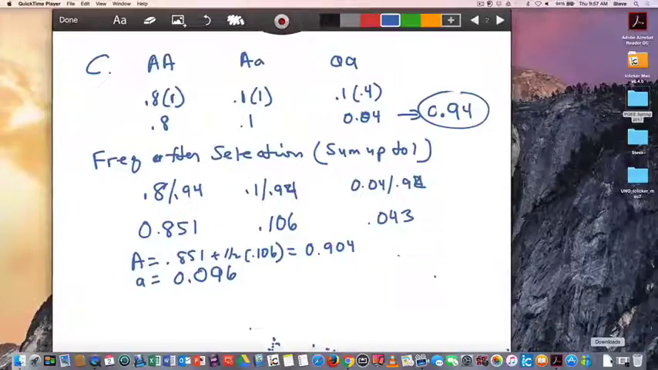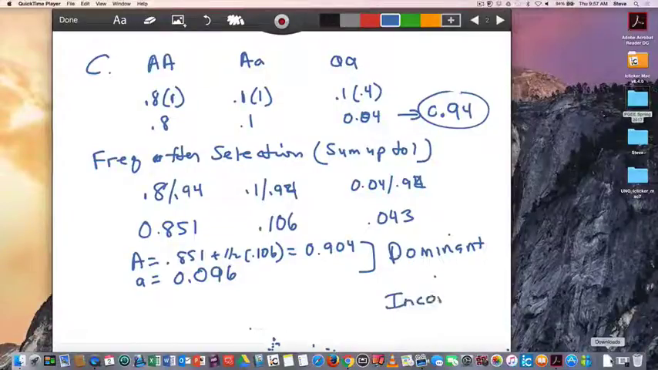So this is dominant. This is incomplete. What are the values under those two, under that model that you got from the video tutorial or on the handout? Well, in this case, it's 0.913 and 0.087.